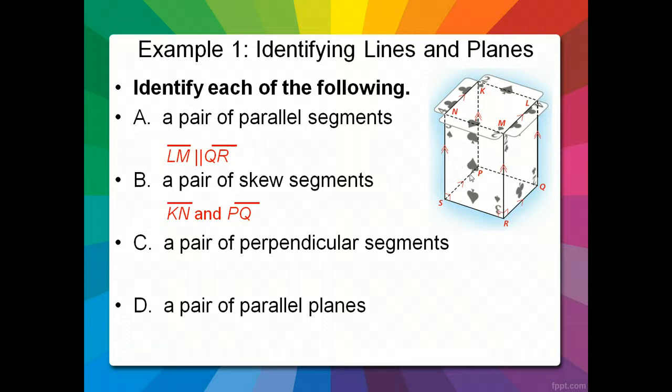A pair of skew segments would be KN and PQ. PQ keeps going this way. KN is above it and going in a different direction. A pair of perpendicular segments, we can look at NS right here and SP. There's a 90-degree angle there. Parallel planes. Well, let's look at NMR and KLQ, the one in the back and the one in the front.